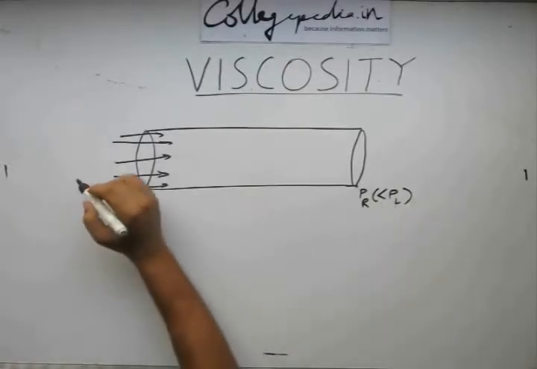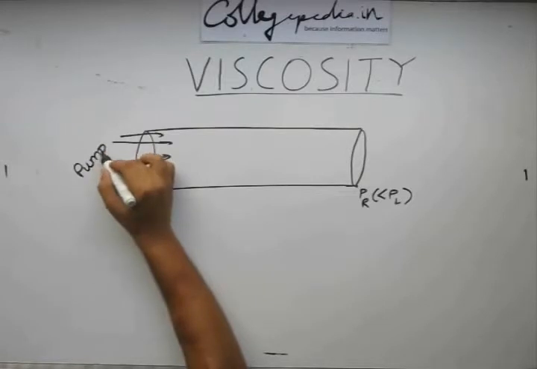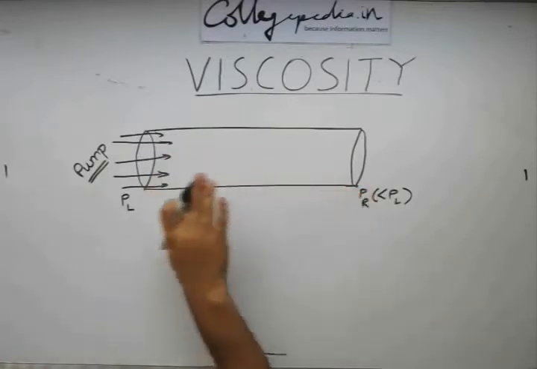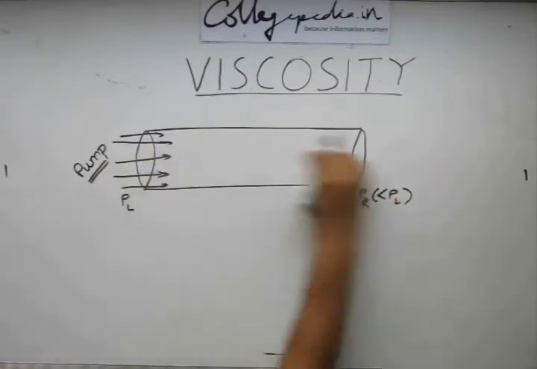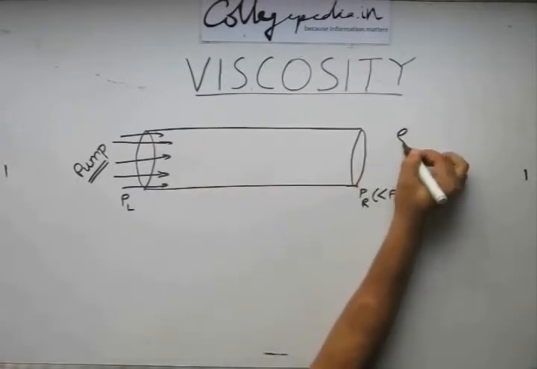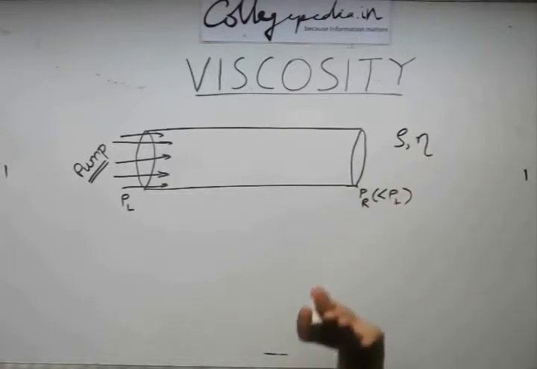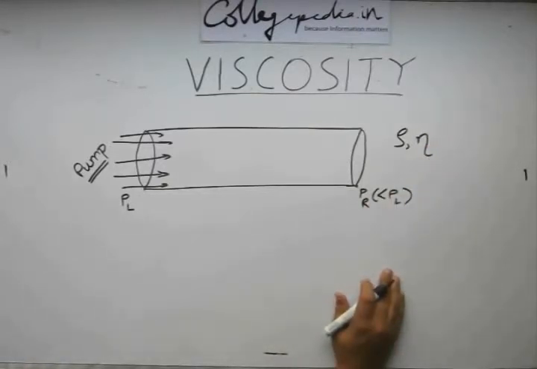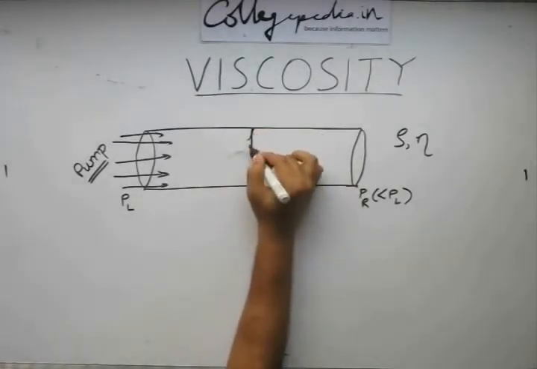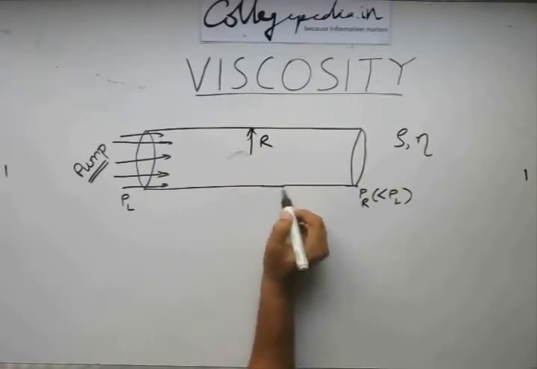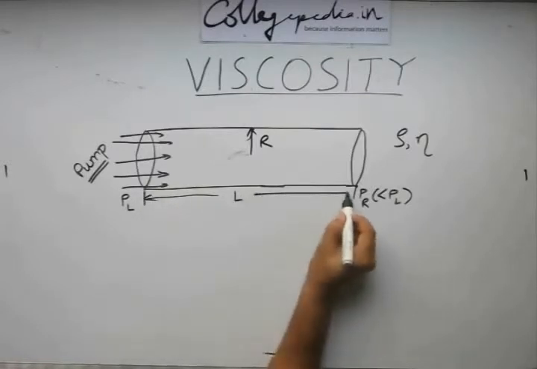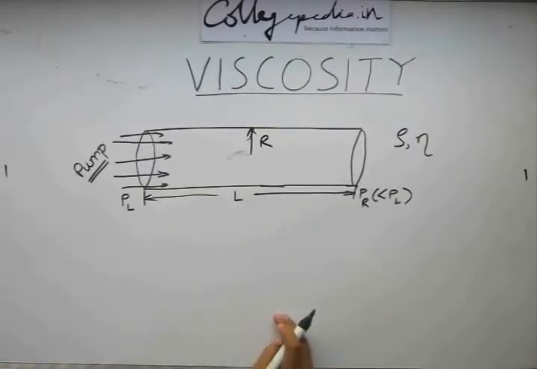This can be achieved if we attach a pump on this side of the pipe. So the pump will try to push the water or whatever fluid you have within this channel through the channel. Let us say that this liquid has a density of rho and coefficient of viscosity eta. Let us say this radius is going to be R, and the length of this pipe is say L. This is the situation we are assuming.